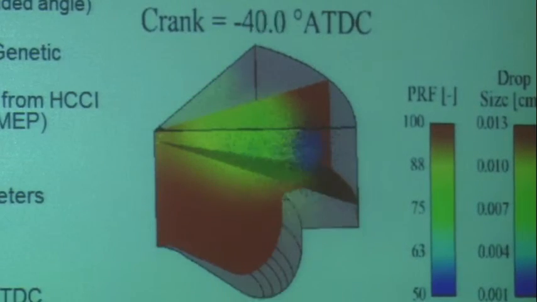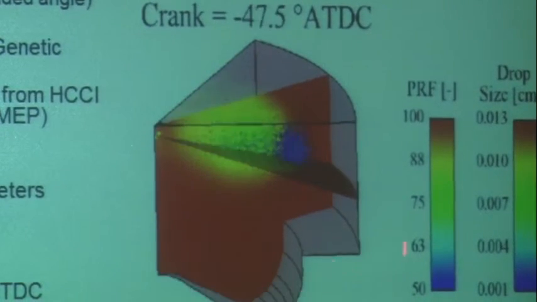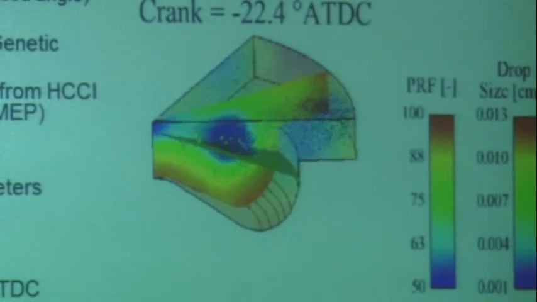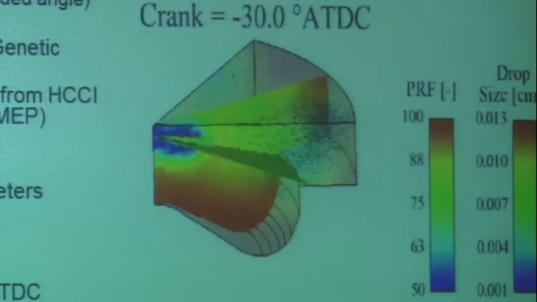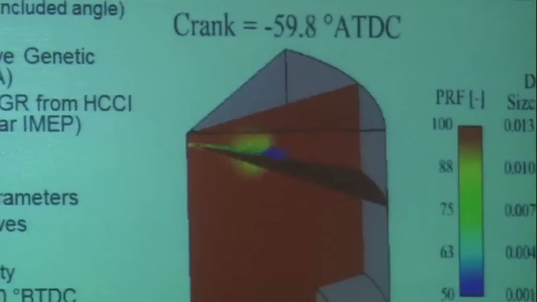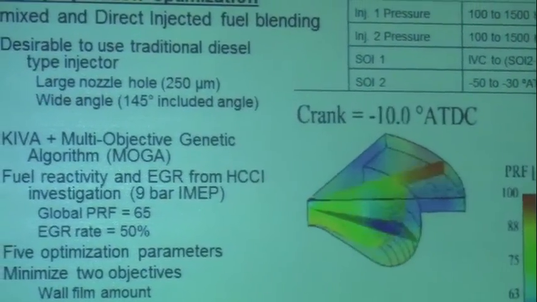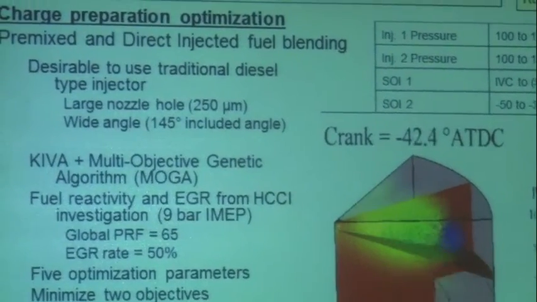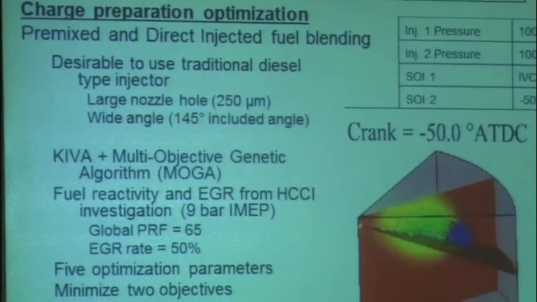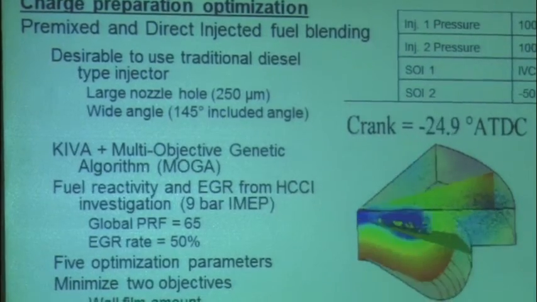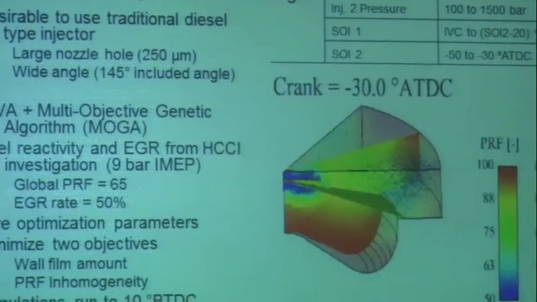At intake valve closure, the gasoline and the air are premixed, and that's why everything is red here. The PRF number is 100. What our optimization showed us is that having 2 injections minimized the wall impingement problem, and also maintained a suitable stratification of the PRF number.